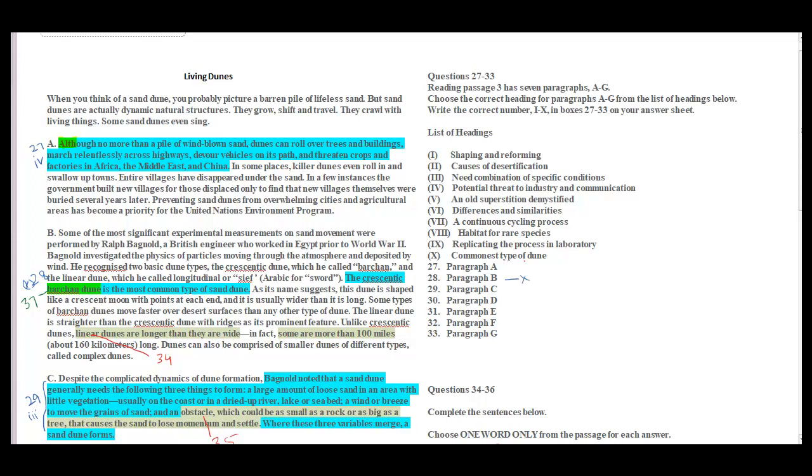27th क्वेश्चन जो है पैराग्राफ ए है, तो उसकी स्टार्टिंग मैंने मार्क की हुई है। Although no more than a pile of wind blown sand, dunes can roll over trees and buildings, march relentlessly across highways, devour vehicles on its path, and threaten crops and factories in Africa, the Middle East, and China.